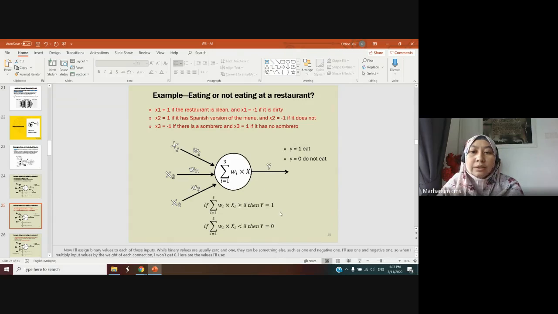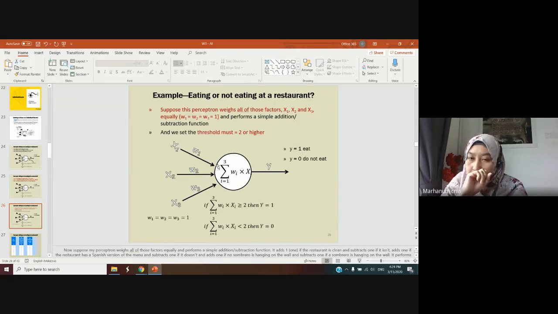So we ask, hello Google, should I eat in the restaurant? Yes, because in the system, they already got the answer is 1, Y equals 1. Before they give us the answer, they want input from us. X1, what? Dirty or clean? Then we select dirty. Spanish or not? No. Sombrero or not? No. So they will tell us, please do not eat in this restaurant.